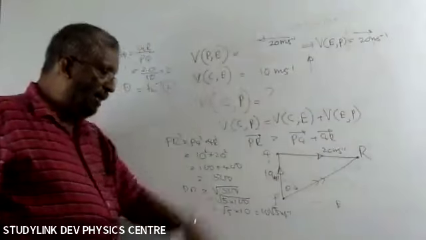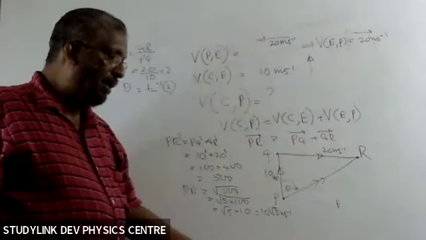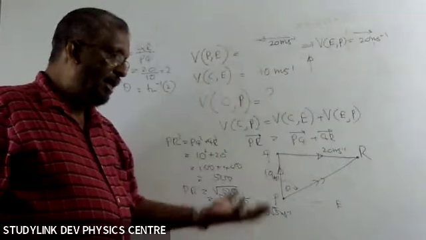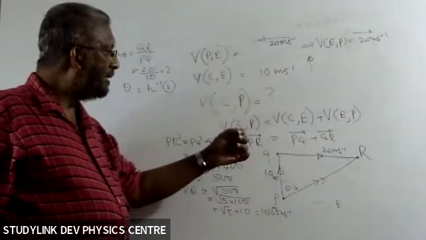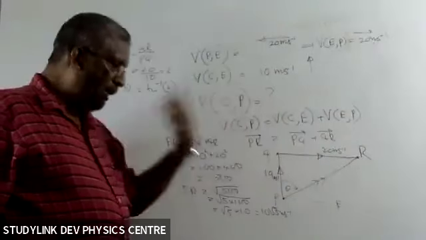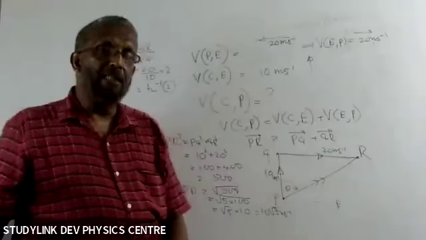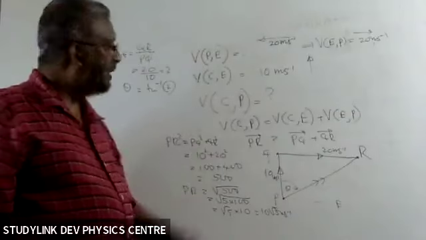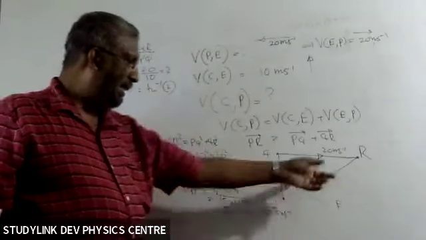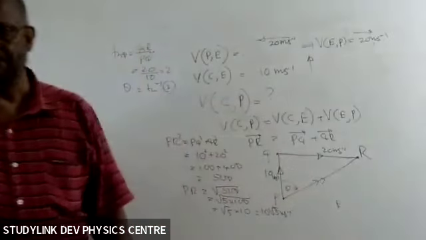Then, when the question asks how the motion of the car is seen by the pilot, that means the velocity of the car relative to the pilot. If the question asks how the driver of the car sees the plane, then it is the opposite one. So the same value in the opposite direction. We'll get that also later. Go ahead.